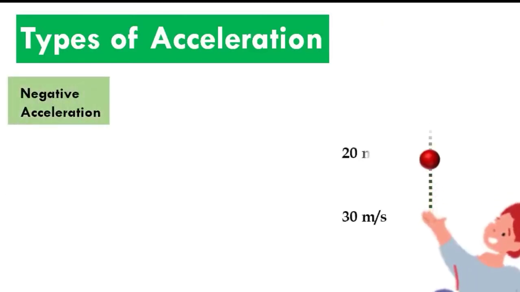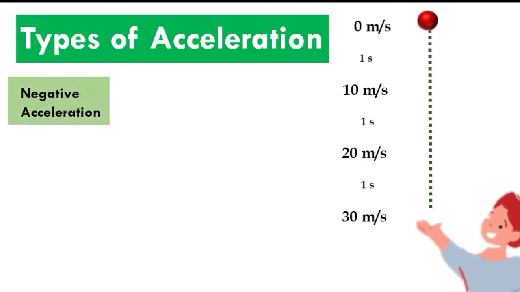Okay, so let's get started with the second one, negative acceleration. In this case, the boy is throwing the ball upwards. In the starting case, 30 meter per second is the speed of this one, and it moved a distance, and after 1 second it starts moving with 20 meter per second, and the next one it starts moving with 10 meter per second, and then its velocity will be 0, because this ball is always pulled towards the center of earth due to the gravitational force. So that's why its velocity is continuously changing, continuously decreasing.